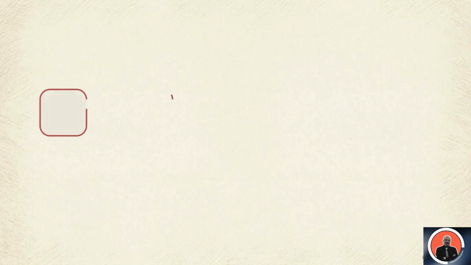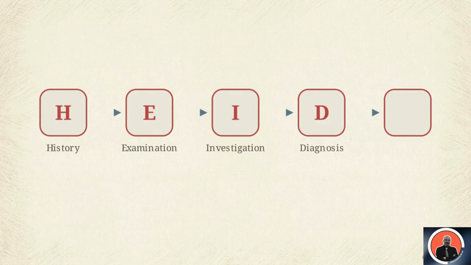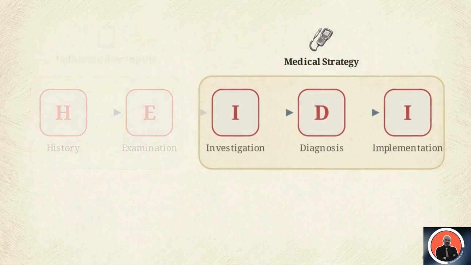This framework acts as a step-by-step operational algorithm rather than a static checklist. It moves strictly through history, examination, investigation, diagnosis, and implementation. The first half of the acronym deals exclusively with gathering raw inputs. History and examination establish the physical and biological baseline. The second half takes those raw inputs and converts them into a medical strategy through investigation, diagnosis, and implementation.